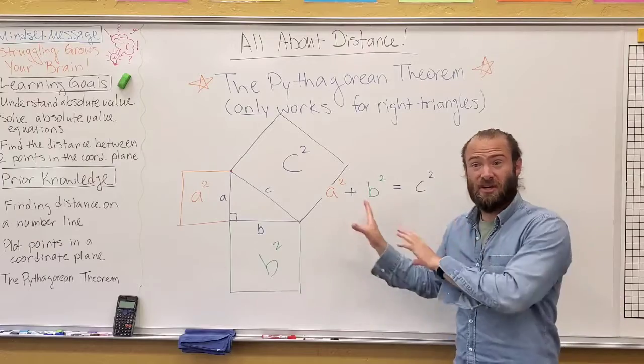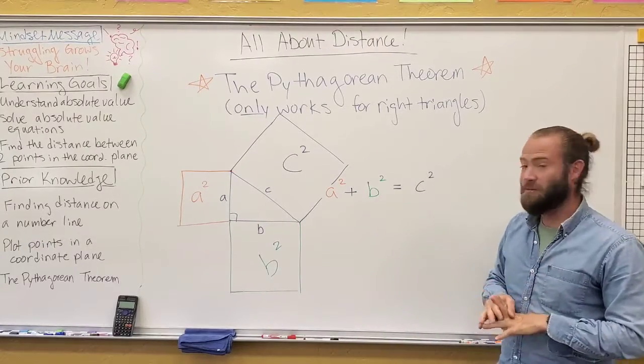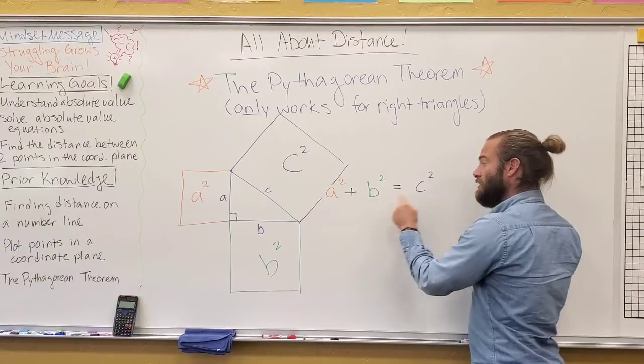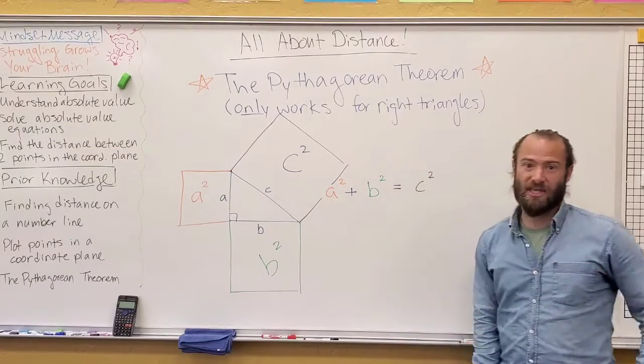But we can use this theorem in so many ways, and we're going to jump right now to looking at how we can use this theorem to solve the distance between 2 points. You can always just plug in the numbers, and it always should work for the 3 side lengths. Let's take a look at that now.